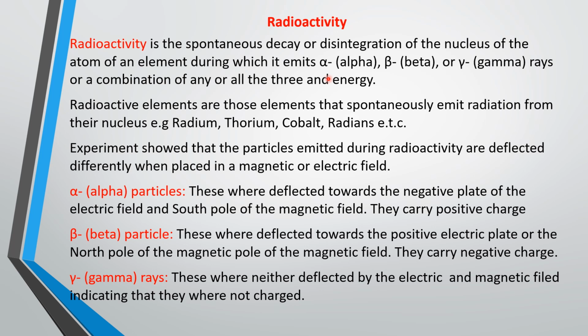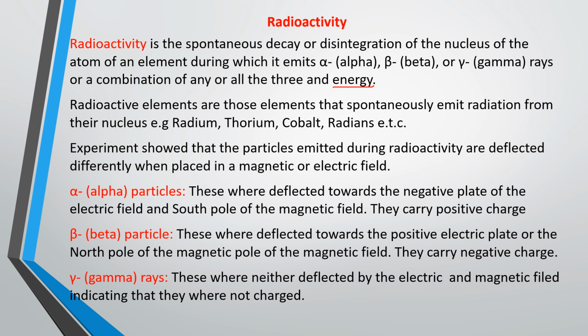And accompanying that emission, you have energy. So energy is also emitted when these reactions take place. So radioactivity is a spontaneous decay or disintegration of the nucleus of the atom of an element, during which different radioactive particles are emitted. So alpha, beta, gamma particles plus energy are released. Elements that disintegrate spontaneously and emit radiation are known as radioactive elements.